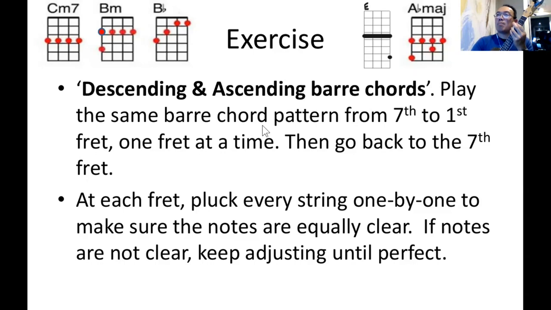So let's play the same bar chord from the 7th to the 1st fret, 1 fret at a time, and go back to the 7th fret. Okay, let's start with the first one. So C minor 7, this line here, put it on the 7th fret, 1, 2, 3, 4, 5, 6, 7.